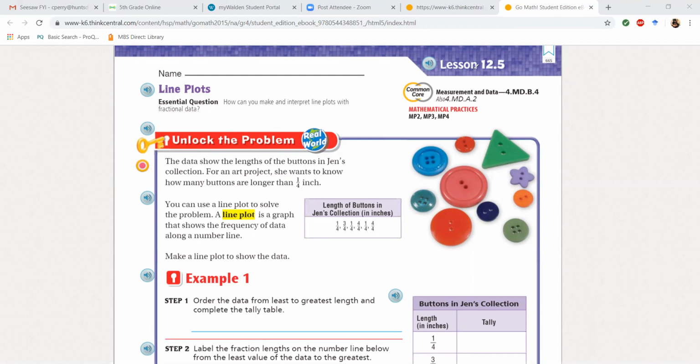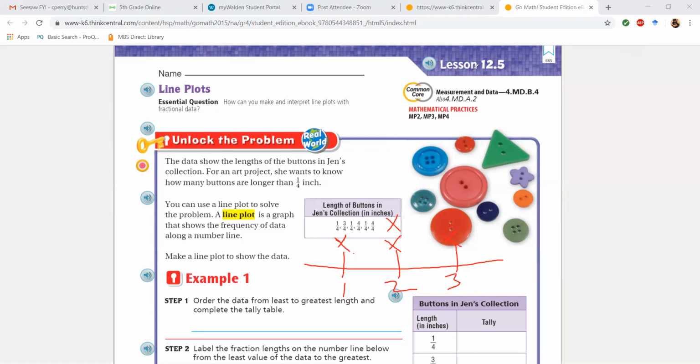Okay, so let's talk about that. The frequency of data along a number line. A number line is just a line that has numbers on it. So let's just say 1, 2, and 3. The frequency is how many number ones there are. So I'm going to put a random x above the 1, a random x above the 2, and a random x above the 3. I might put another x above the 2.